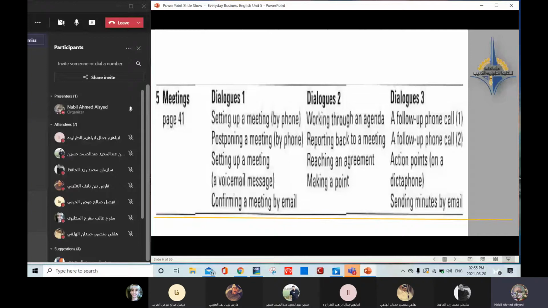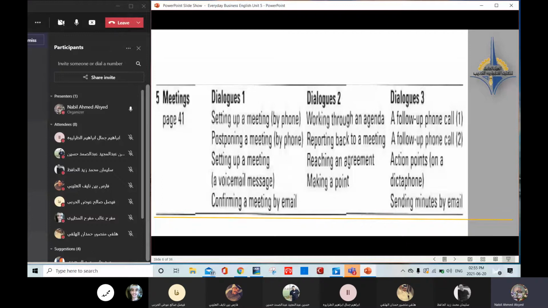Setting up a meeting, a voicemail message. Or confirming a meeting by email. So you can set up a meeting by phone, by a voicemail message, or by email.